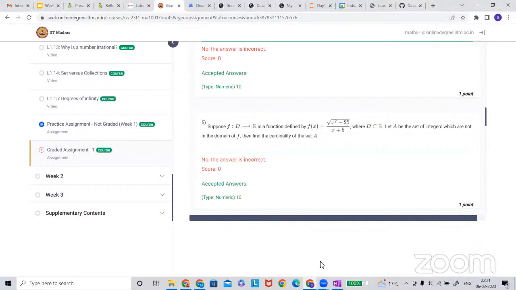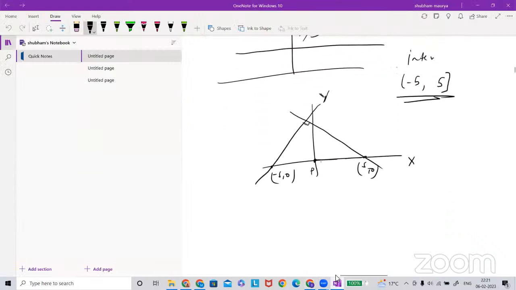Okay, so this is the first question, like 5. For the domain, the inside of the square root should be positive, right? x square, yes, x square minus 25 should be greater than or equal to 0. And x plus 5 should be not equal to 0. These two conditions are for the well-definedness of the function. So what is the domain of f(x) going to be in that case for the integer values?